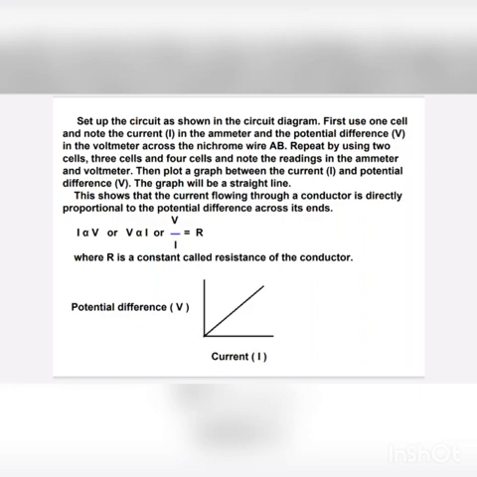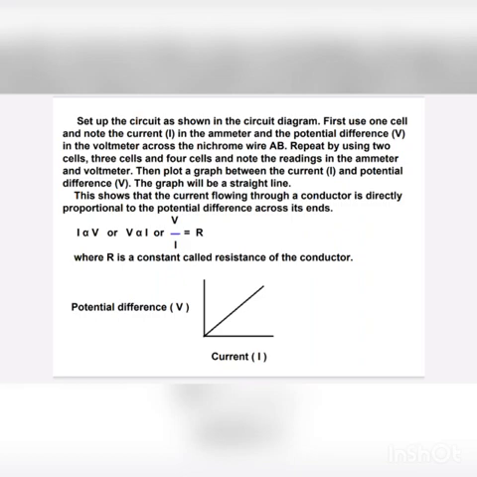So now, resistance is a very important characteristic of a conductor. It is basically the opposition offered by the conductor to the flow of electric current. So we have seen here that the current is inversely proportional to the resistance. It means the more the resistance, the less the current, and the less the resistance, the more the current.